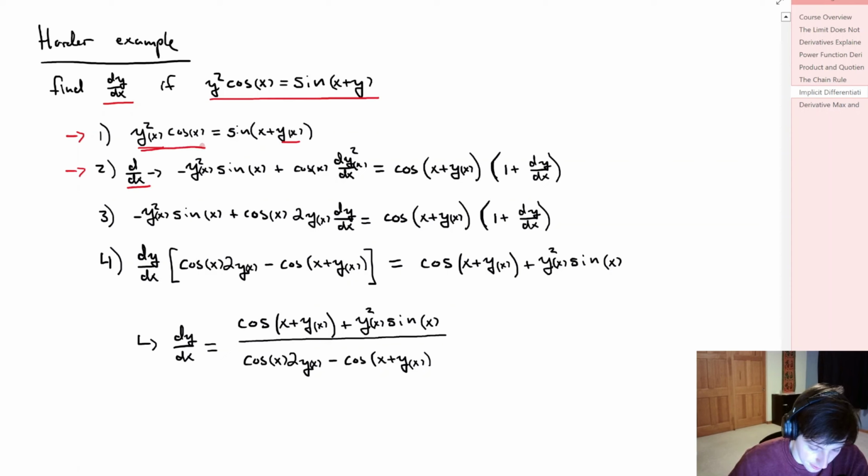Notice in this term here on the left, we need to use the product rule, but also we need to use the chain rule because we have y squared as a function of x, and we want to take the derivative with respect to x. So we can just set up that left side of the equation like this. And then on the right side, we actually again have the chain rule, but now it's because we have something inside of this sine function here.